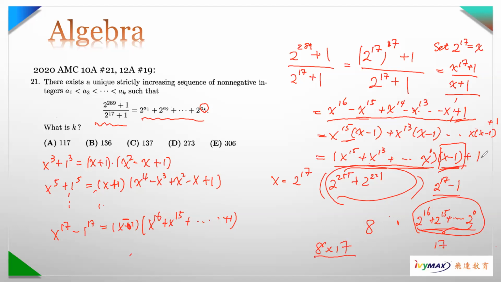But don't forget, we still have a 1. 1 will be considered as 2 to the power 0. So we have another item left. So that should give you the total amount of exponents based on 2 on the right. Yeah, so this should give you the answer of 137.